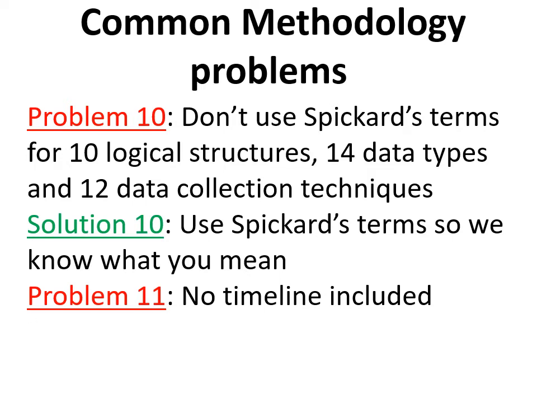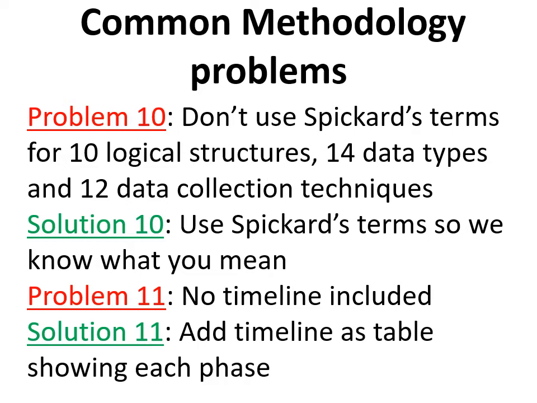The 11th problem is that there's no timeline included. The solution is pretty simple. You add a timeline as a table showing each phase. And remember, in the previous video for this actual assignment, I provided 2 examples of timelines. One was more fitting for human geography and tourism studies, and the second was more fitting for physical geography, just to give you a sense of how they might differ.